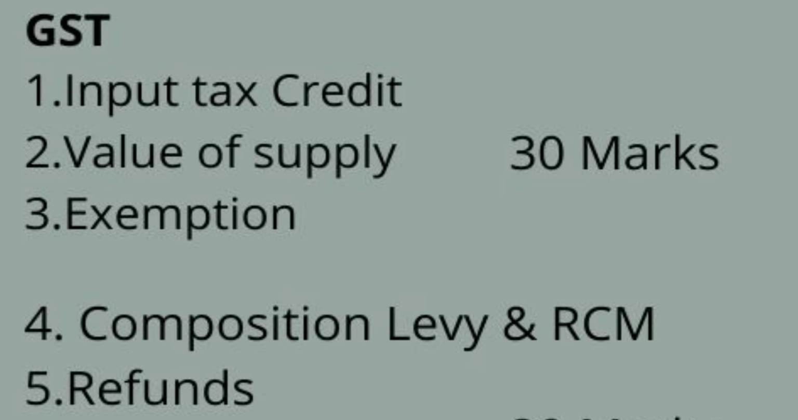Next is GST. Now, the most important chapters are the first 3 chapters: input tax credit, second is value of supply, and third is exemption. Out of this, the first question of IDT, you have to determine the GST liability. That is the compulsory question, in which you have to find the ITC, that is the input tax credit, as well, and you will have to find the value of supply, and some exemption will be given. So these 3 will be asked mixed in this question for 14 marks.